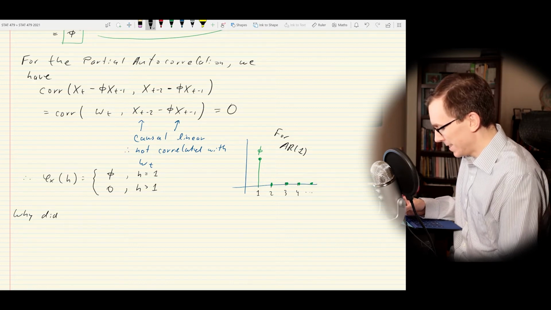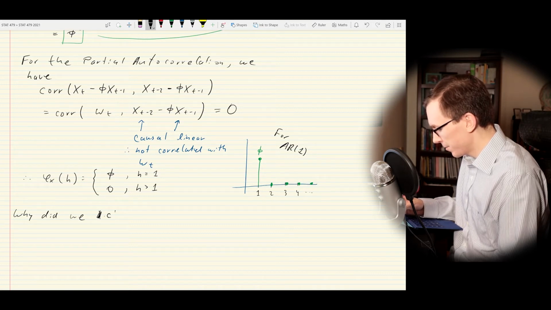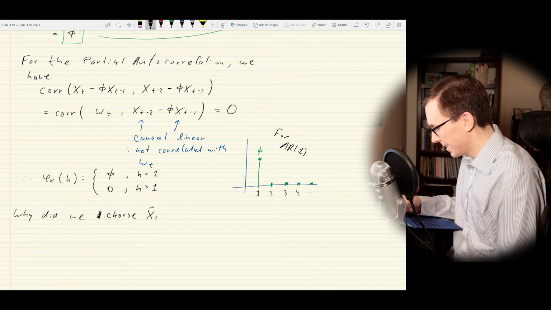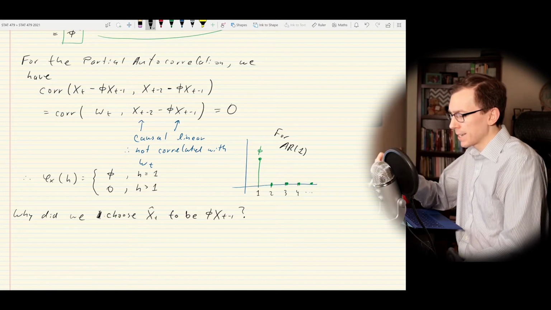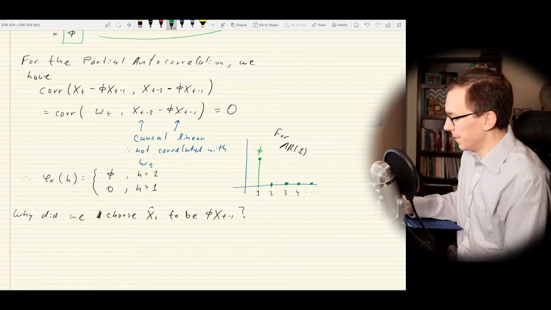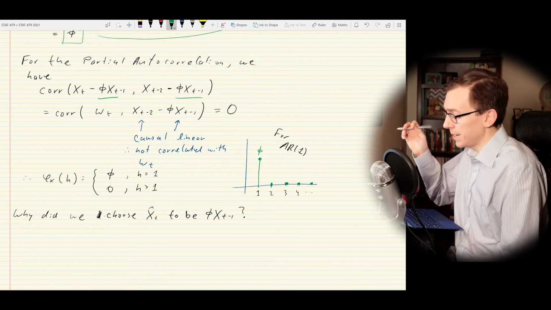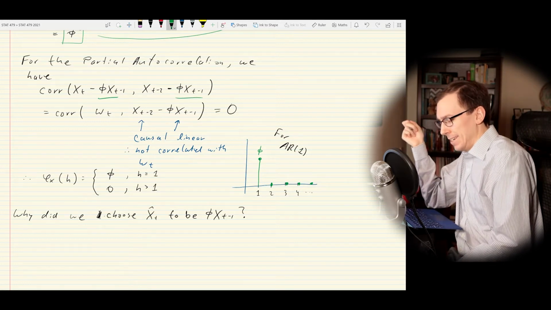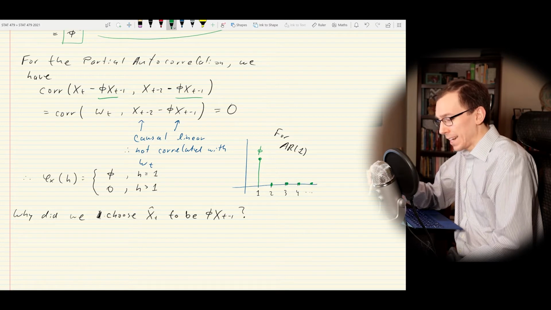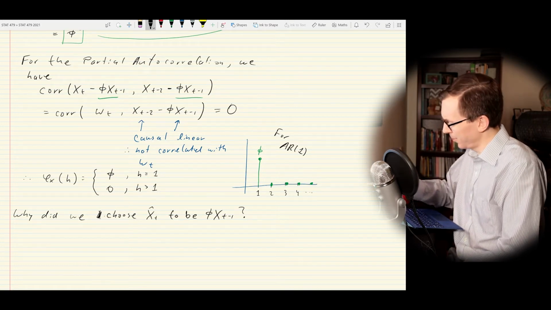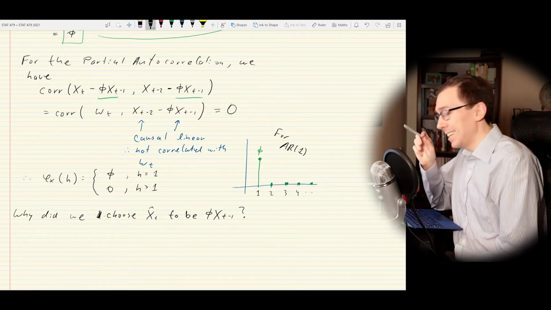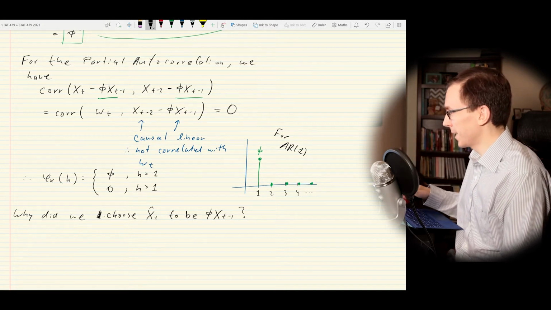Yeah. Why did we choose x_t hat to be phi x_{t-1}? Right? Because if we go back to the definition, this thing that I'm subtracting here should be the fitted value, for both x_{t-1} and x_{t-2}. So let's look into that a little bit further and see what's going on here.